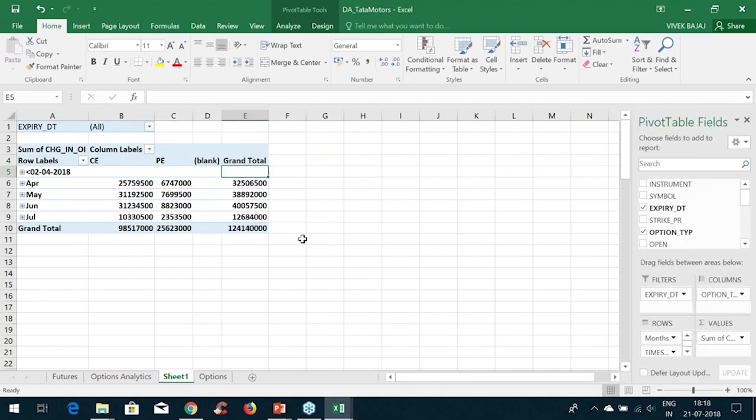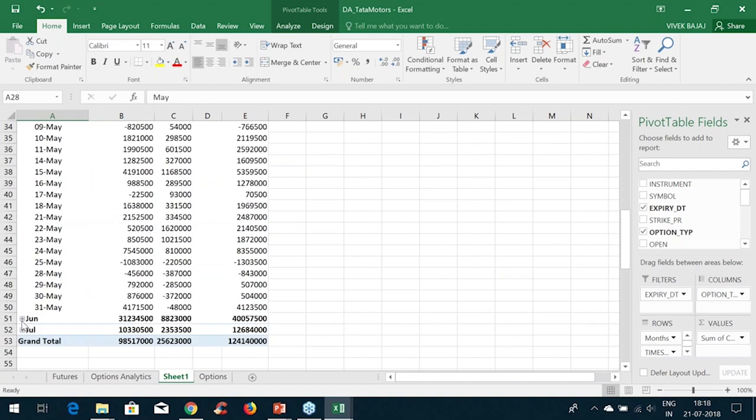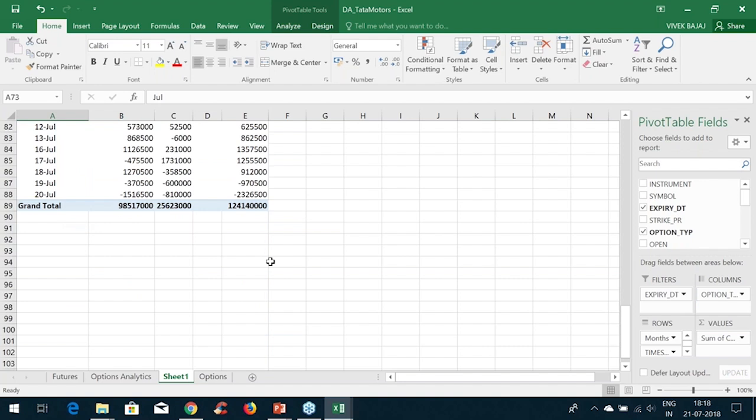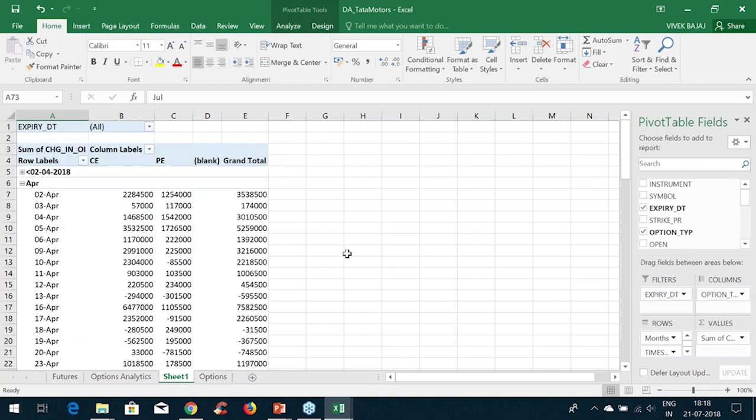Okay. So what I have done is I want date wise change in open interest of call summation, change in open interest of put summation. I don't need grand total for this. You can keep it also, there is no problem. इसको मैं अगर expand करूंगा तो आप देख सकते हो कैसे date wise change in open interest of call और change in open interest of put मेरे सामने आ जाता है. Is this clear? Is this Excel very tough?